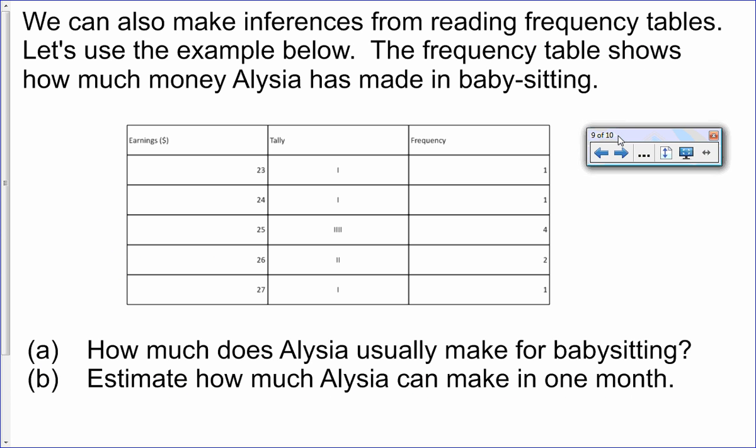We can also make inferences from reading frequency tables. Let's use the example below. The frequency table shows how much money Alyssa has made in babysitting. I'm going to leave this for you to figure out at home, and then we'll discuss this in class tomorrow. But you can see that these are the amounts of money which she gets paid for various babysitting jobs. So she's just counted how many times she gets paid each amount. She's turned her tallies into frequencies.